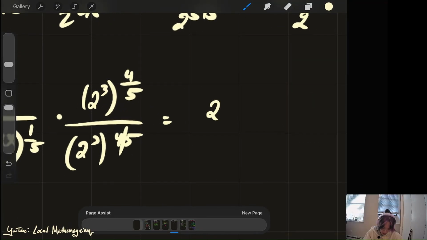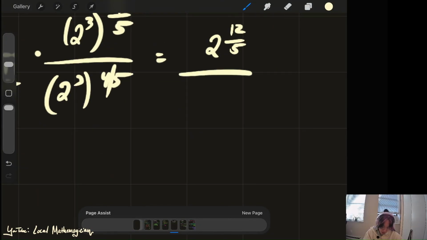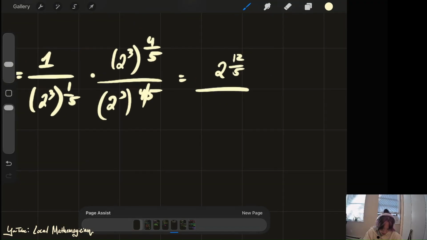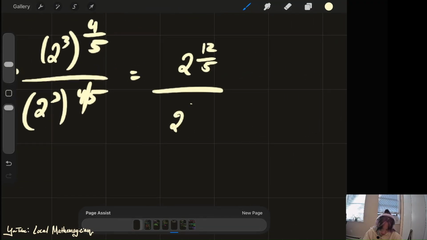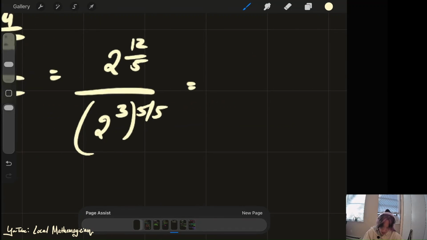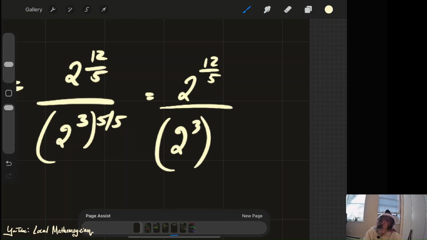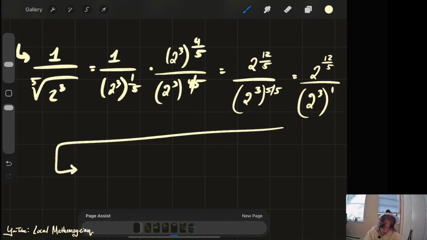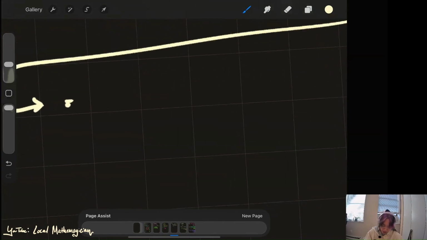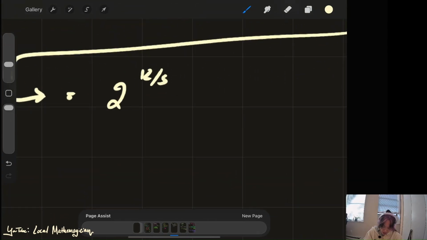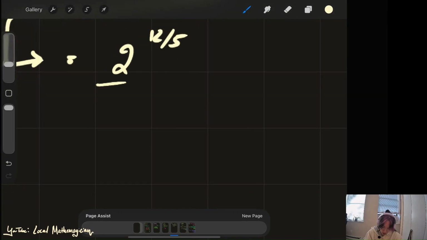2 to the, we have to multiply these together, 12/5 all over, let's see, this and this gives me 2 to the 3rd to the 5/5, right? Which is the same as saying, oh, well, this is 2 to the 12/5 all over 2 to the 3rd to the 1, right? This method is fine. It's just more simplification, in my opinion. 2 to the 12/5 all over 2 to the 3rd.